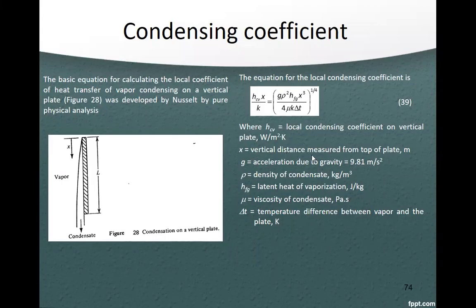X is the vertical distance measured from the top of the plate. G is the acceleration due to gravity. Rho, density of condensate. h sub fg, latent heat of vaporization. Mu is the viscosity of condensate. And delta T, temperature difference between vapor and the plate.